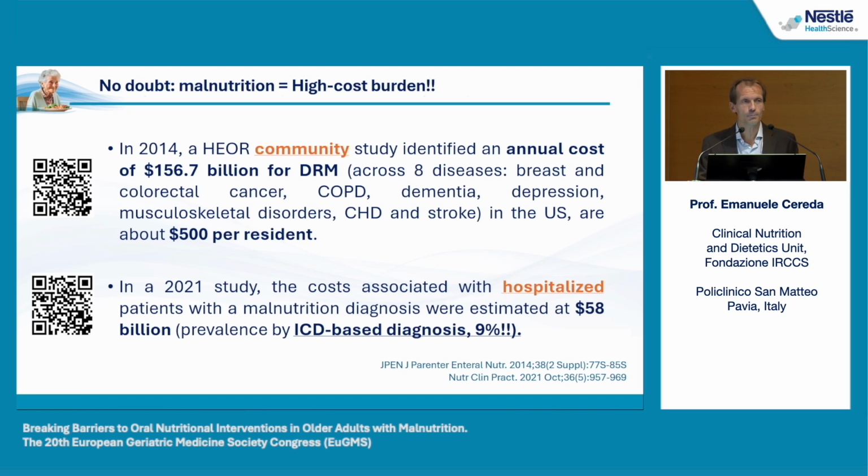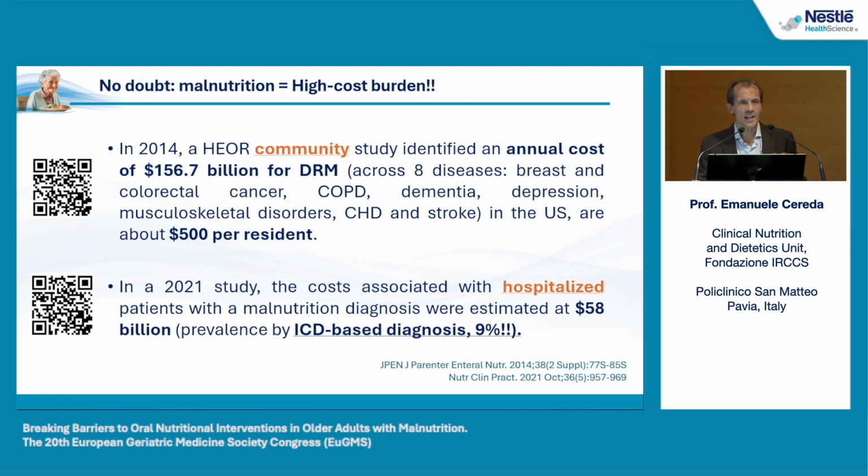example, in the community, and this is an analysis conducted in the US, the cost related to disease-related malnutrition, at least for 8 main diseases, not for all the diseases, so the picture would be even worse, is associated with an increase of about $500 per resident per year.